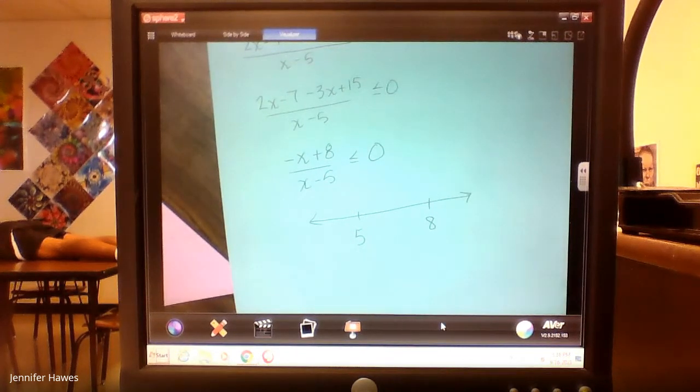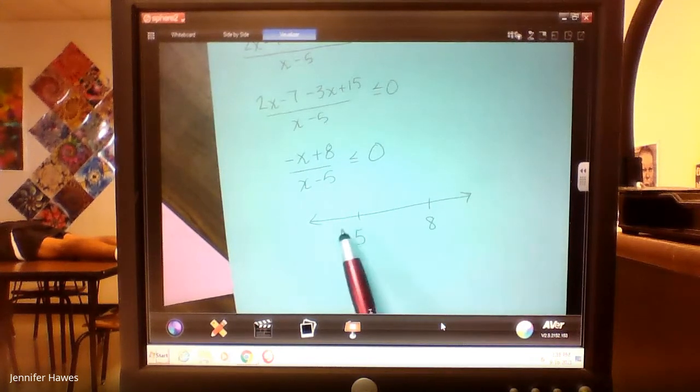Okay, now which one of those numbers right there, 8 or 5, can I really not use? 5. I cannot use that 5 but I can use 8. 8 is an answer, correct? Because you put 8 in there, you get 0. Is 0 less than or equal to 0? It is. Okay, but the 5 we can't do.